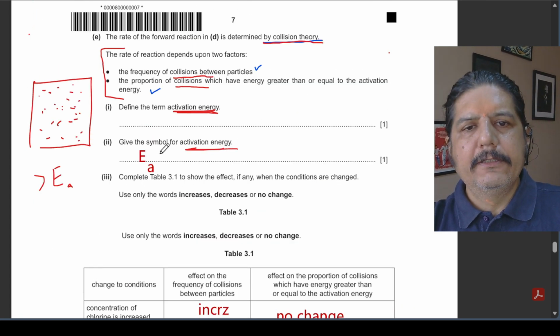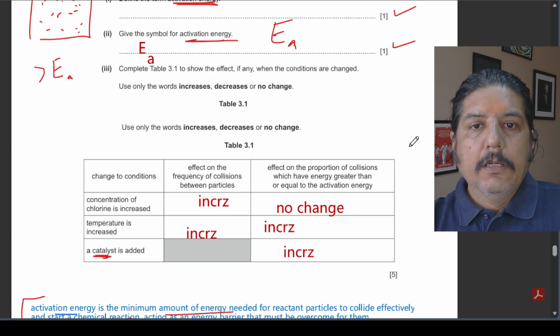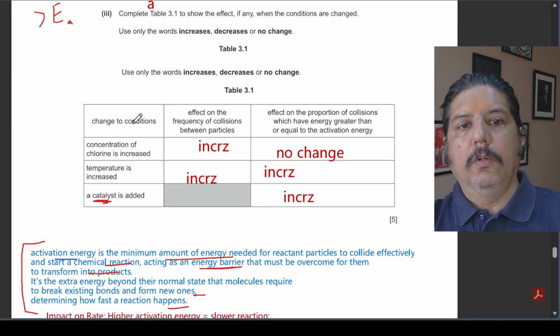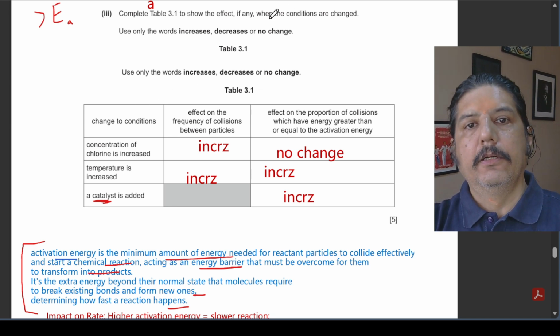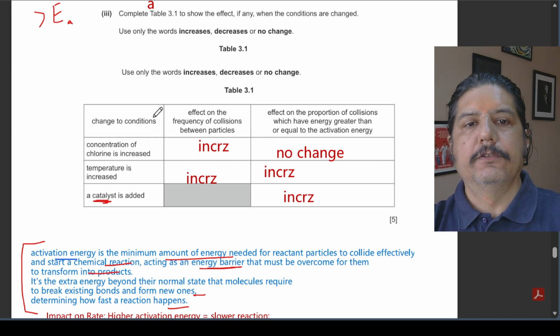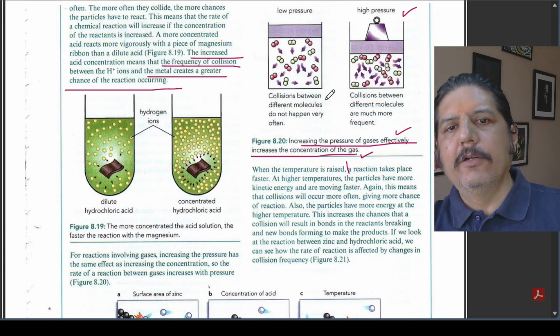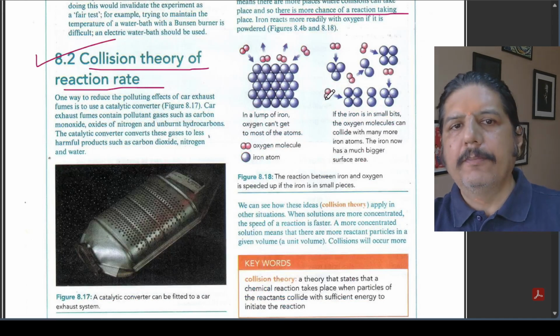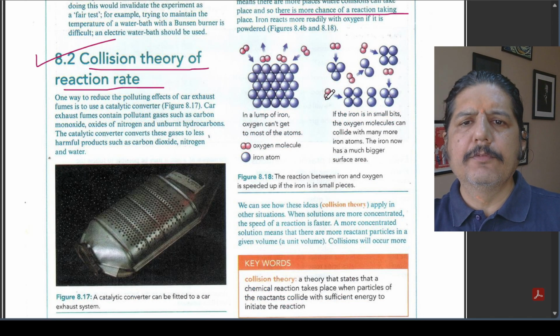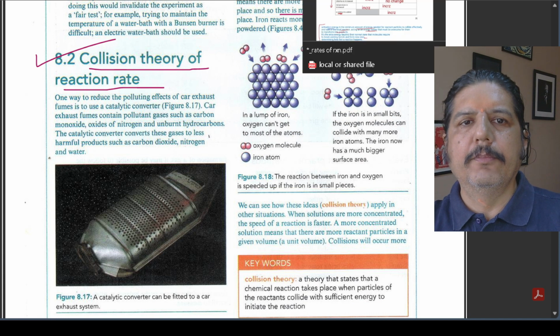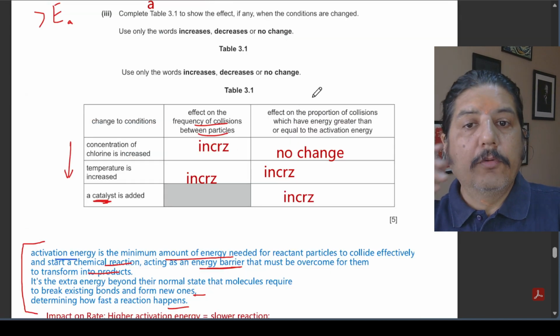What is the symbol of activation energy? This is how the activation energy is written. And see, these are one mark each question. Now, complete the table to show the effect when the conditions are changed. So, change to the condition. This is how the condition would be changed. Effect on the frequency of collision between the particles. See, frequency of collisions would be very well explained in your textbook when you refer to the collision theory part of the reaction. That is why I'm suggesting please have a look at this carefully, because you'll have at least one question based on activation energy, collision theory, catalyst. Very important.